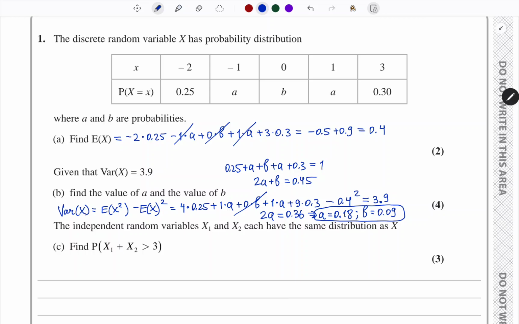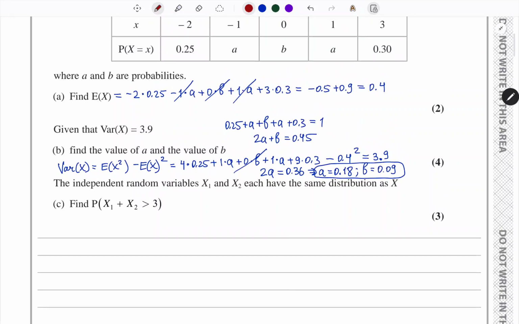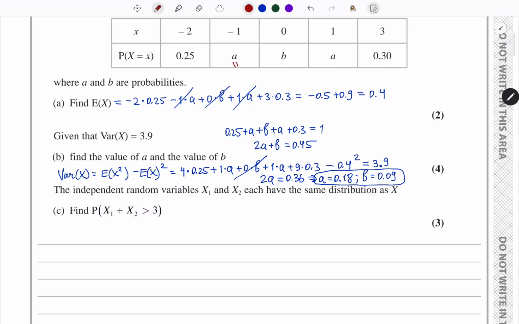Okay, that's it. Next, part c. The independent random variables x1 and x2 each have the same distribution as x. Okay, we now know a is 0.18, b is 0.09. Find the probability that x1 plus x2 is bigger than 3. So we have to consider all such combinations that make x1 plus x2 strictly bigger than 3.